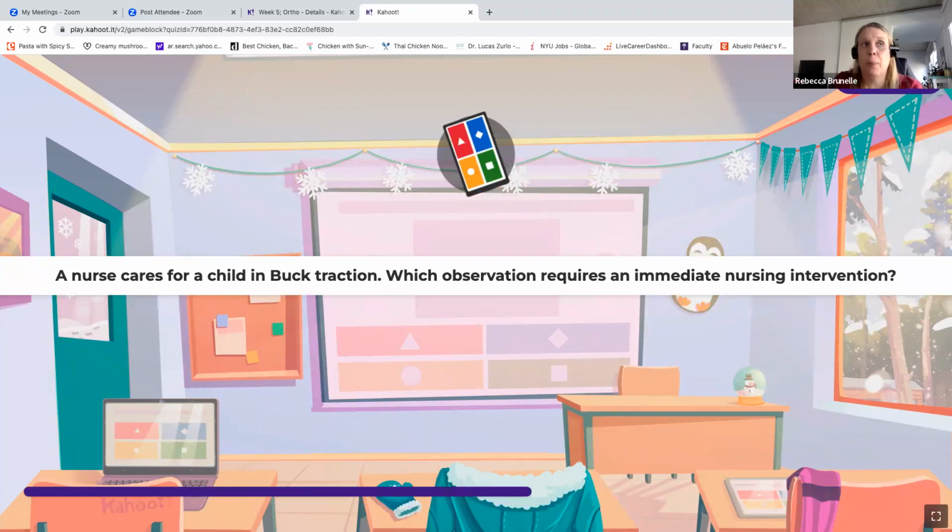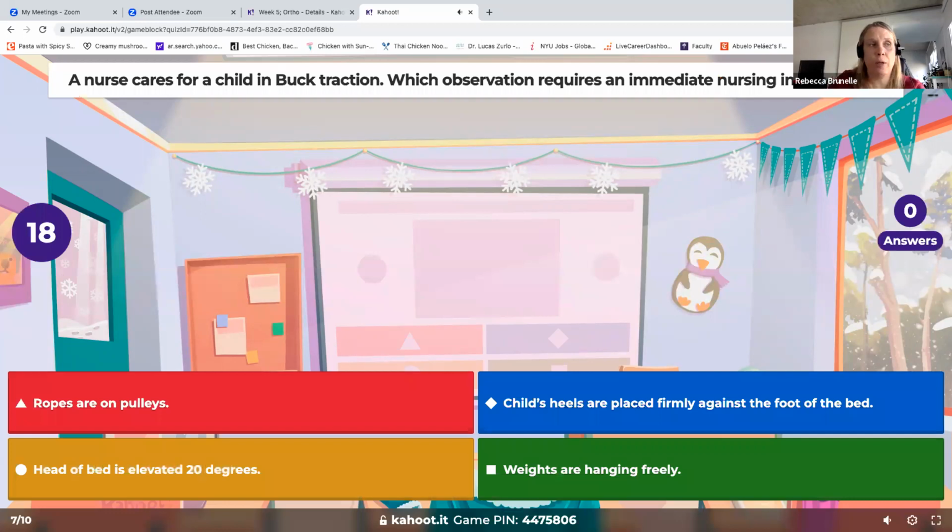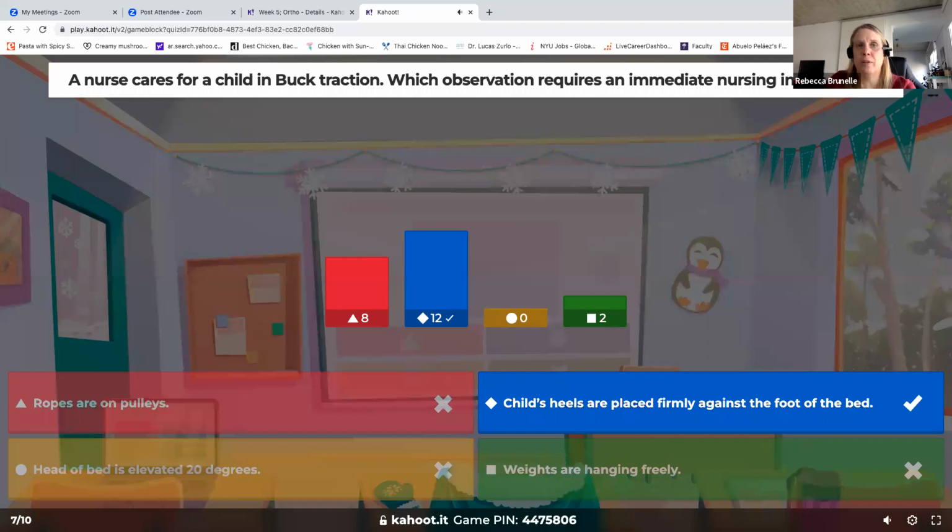A nurse cares for a child in Buck's traction. Which observation requires immediate nursing intervention? Ropes are on pulleys. The head of the bed is elevated to 20 degrees. The child's heels are placed firmly against the foot of the bed. Or the weights are hanging freely. Yeah, so you don't want the heel firmly against the bed. It needs to be a little bit elevated, so that when you put the leg on the rope or the weight, it's able to move. If it's firmly against the foot of the bed, you're not going to be able to realign the bone.